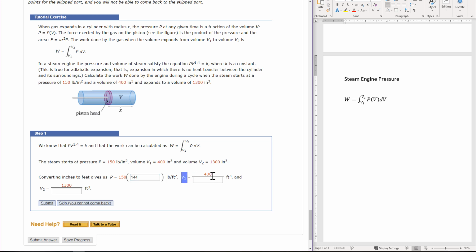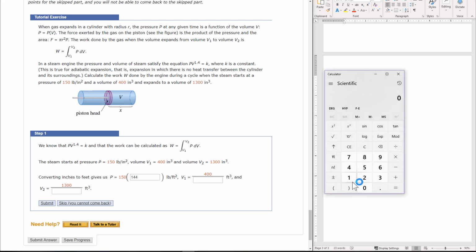And we have V1, the volume of 400 cubic inches, which is going to be translated to cubic feet. So our multiplying factor for that is 12 times 12 times 12. So that's 12 raised to the third power, 1728. And this is going to be the same as well, 1728.